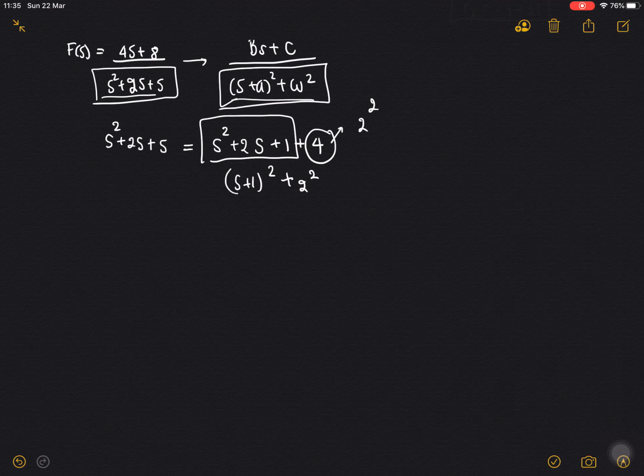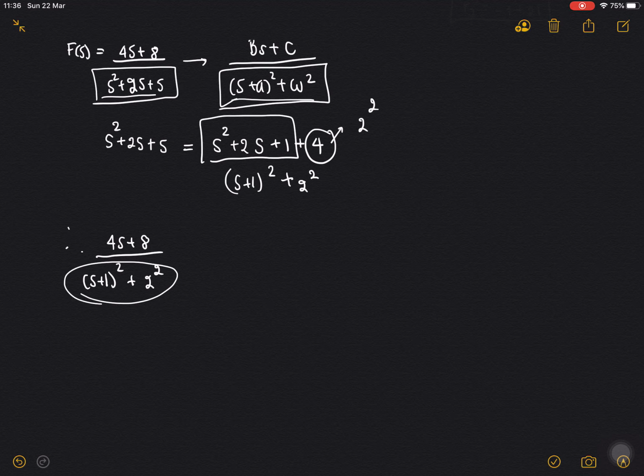So we are done with the denominator part. Therefore, we have 4s plus x divided by s plus 1 squared plus 2 squared. That's perfect. And next step. So when we have the denominator similar to these functions, we will look back into the Laplace transform table, and then we map with the functions that consist of a denominator similar to this case.